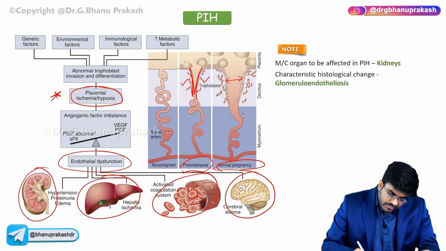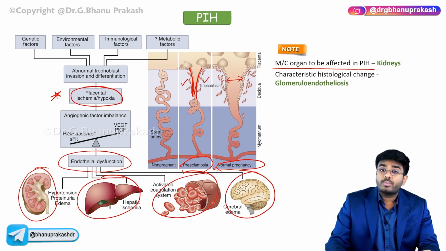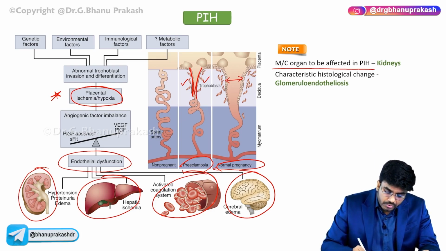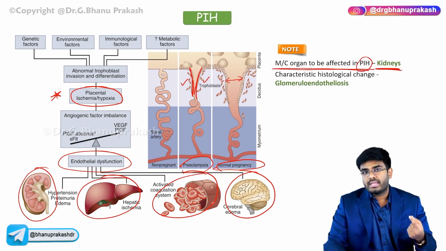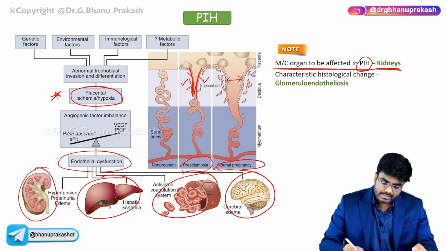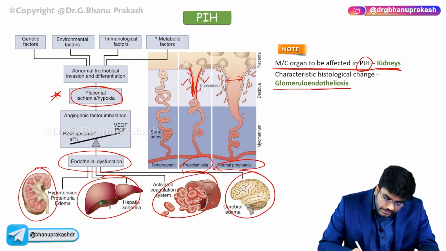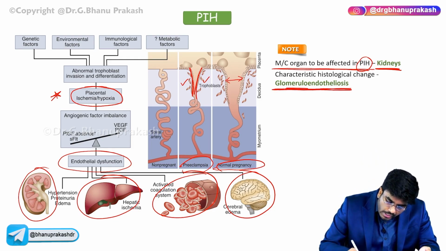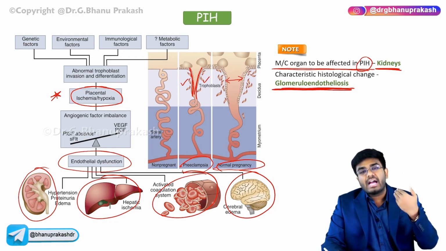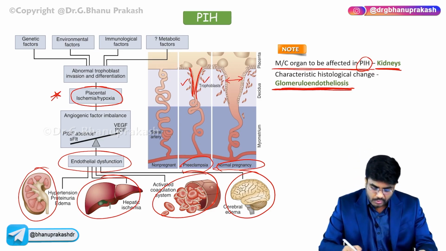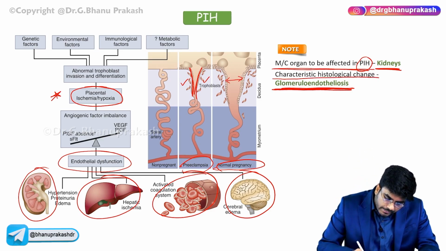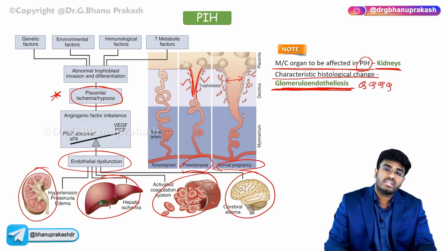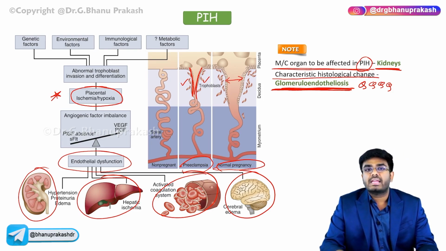If someone asks you in the exam what's the most common organ to be affected in pregnancy induced hypertension, it's the kidneys. And if you take a histopathological slide, what you can see in the kidneys is glomeruloendotheliosis. It's the endothelium which is getting affected, right? So the glomerular endothelium is getting affected. That's what you can see in the histopathology. The most characteristic histopathological finding is glomeruloendotheliosis, and the most common organ affected in pregnancy induced hypertension is the kidneys.